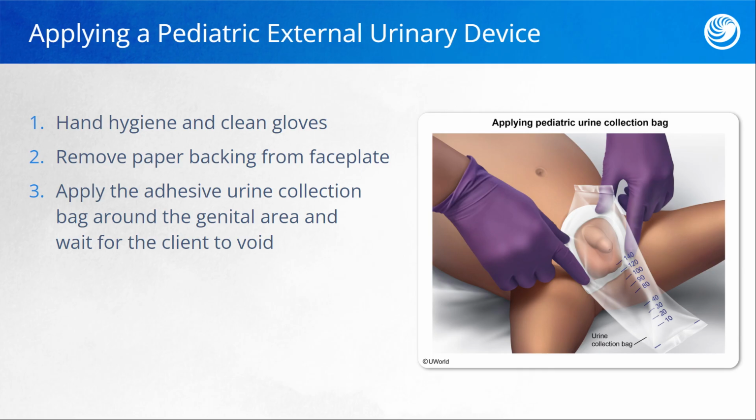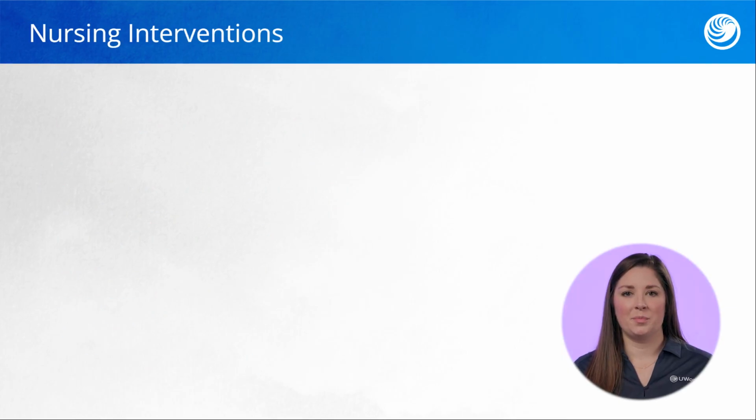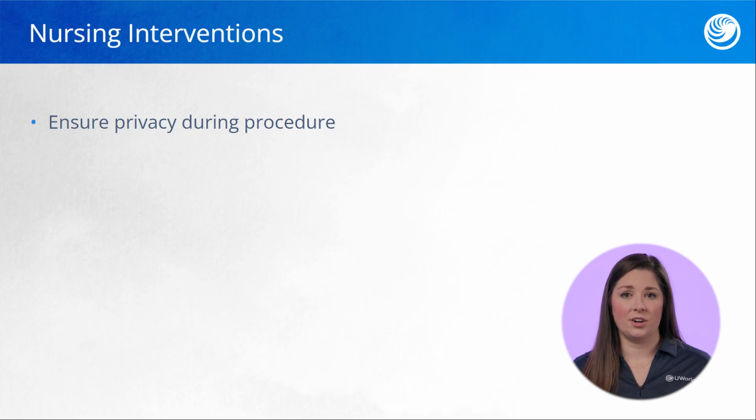These pediatric external urinary devices can assist the nurse in obtaining a non-sterile urinary sample, as well as monitoring urinary output. Now let's discuss important and appropriate nursing interventions to implement when applying an external urinary device. One of the number one priorities is to ensure that the client has privacy throughout this procedure. The nurse can do this in many ways, by closing the door, closing the privacy curtain, and ensuring that any other body part that's not involved in the procedure is covered.